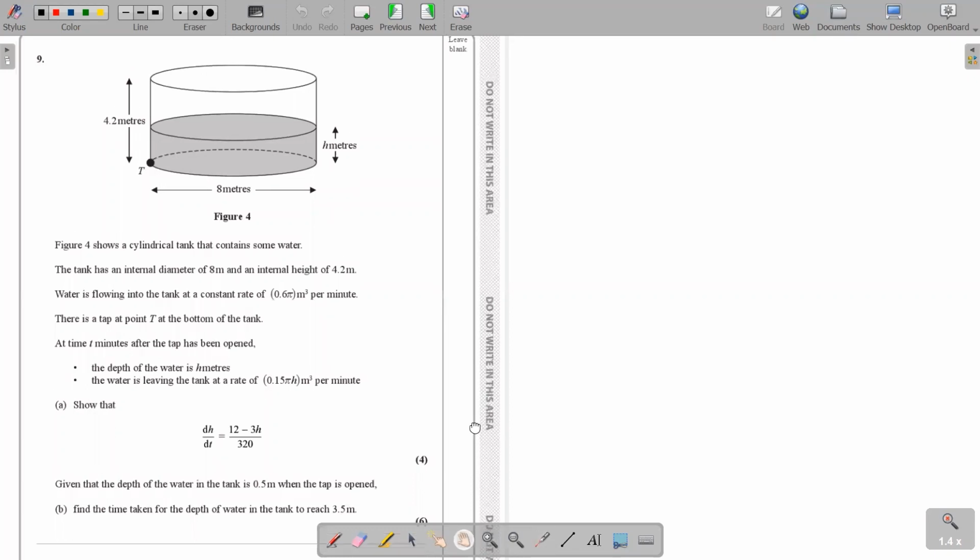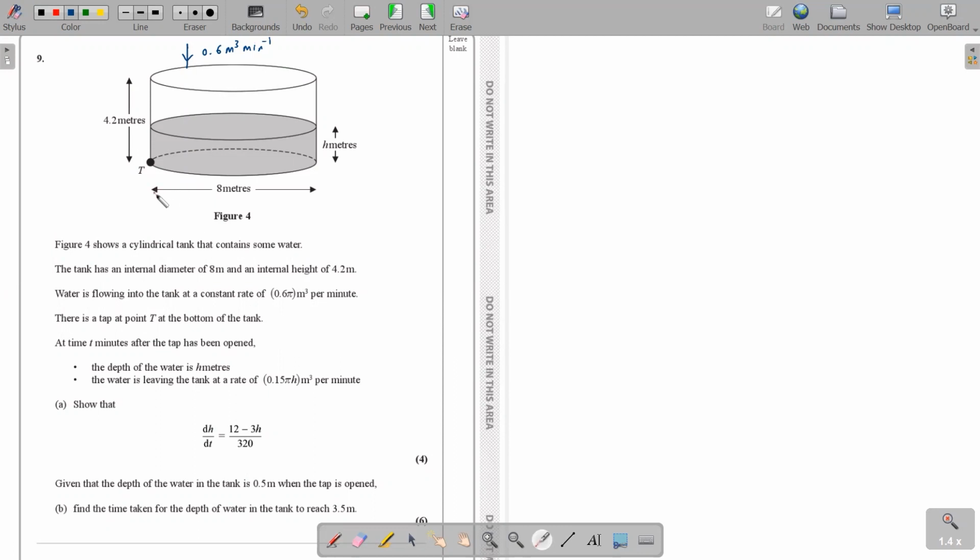Okay, moving on to question number 9. Figure 4 shows a cylindrical tank that contains some water. The tank has an internal diameter of 8 meters and an internal height of 4.2 meters. Water is flowing into the tank at a constant rate of 0.6 cubic meter per minute. So there's the in rate, 0.6 cubic meter per minute. And there is a tap at point T at the bottom of the tank. Okay, so there is a tap.